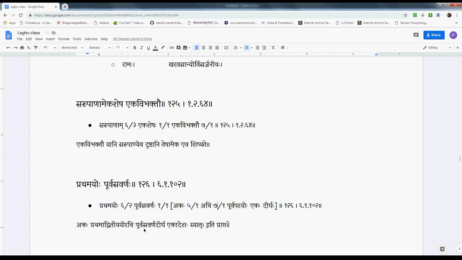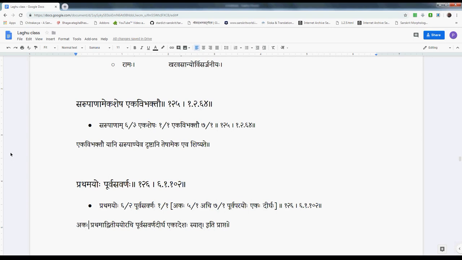Purva savarna dirgha: whatever is purva, let's say purva is ikara, then any of the ak. So akaha is panchami, akaha purva savarna dirgha. So what is ak? A, yun, ril, rik. All of these are included.